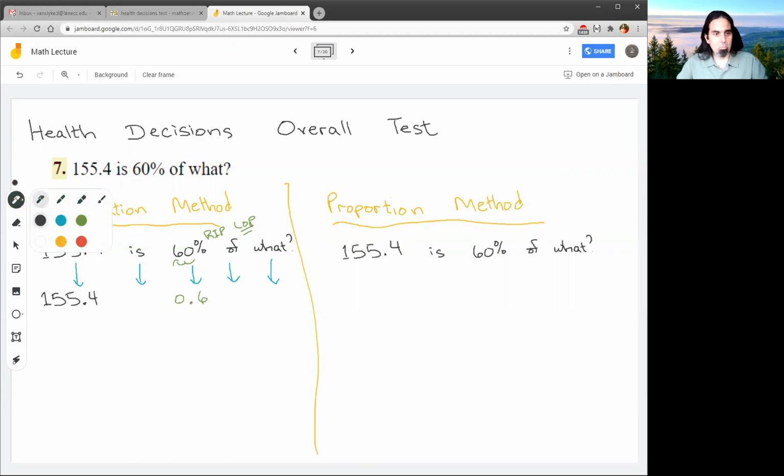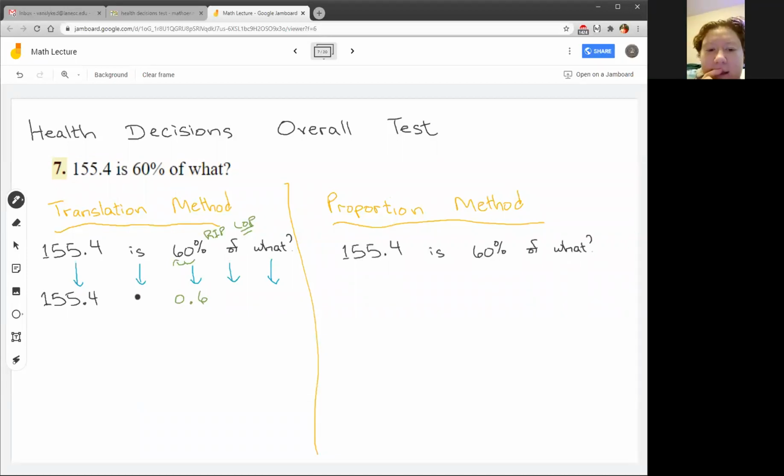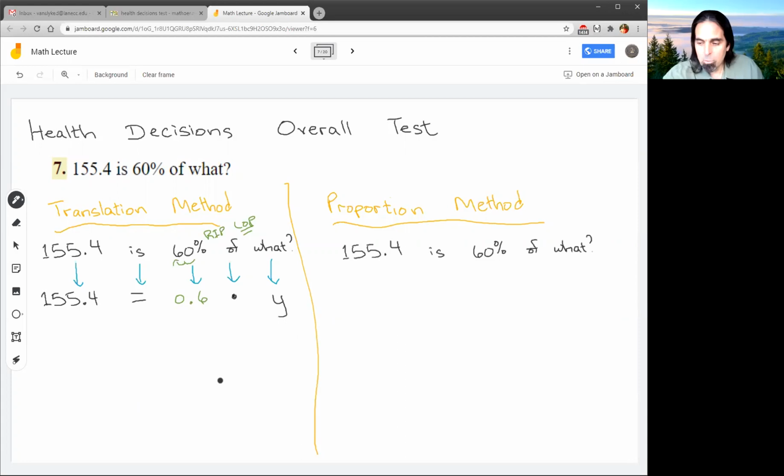Okay, what are the other translating parts? Someone call them out. Is would be the equal sign. Yep. Of would be the multiplication sign. Yep. And what would be the y? Yeah. And I use y's so they don't look like multiplication x's. If you like x's, that's fine, whatever letter you want.